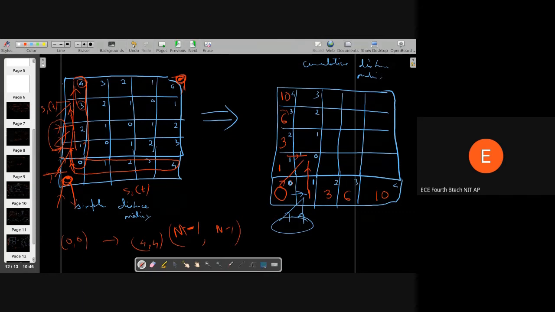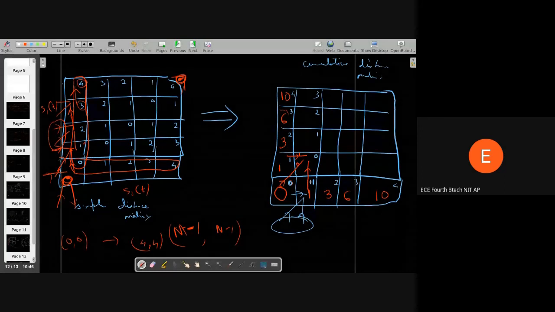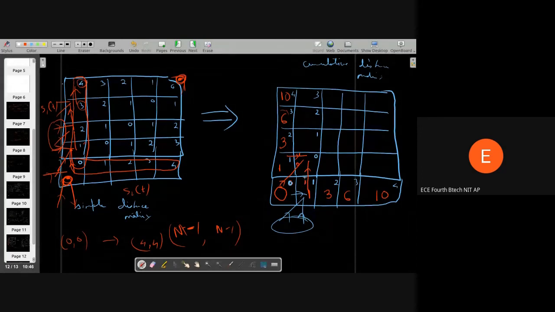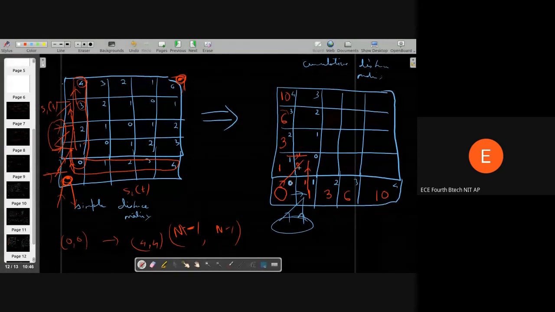Let me use a different color. So this part will give you 1, 0 will give you 0. Again 1, 0 is 1. So you have a choice between them, so what is the minimum? There are three cumulative distances coming up: 1, 0, 1. The minimum one is 0. So this will be your cumulative distance. Go here.